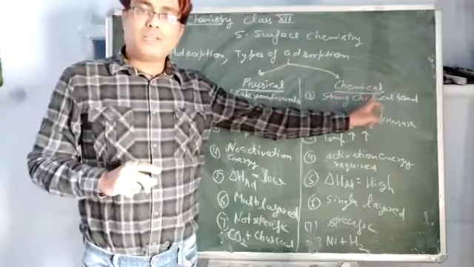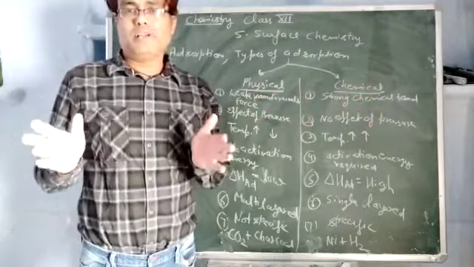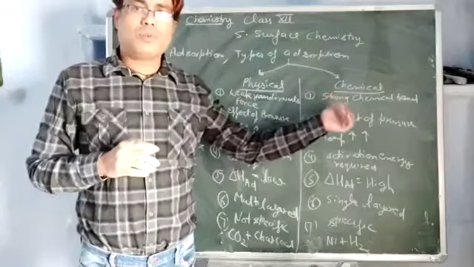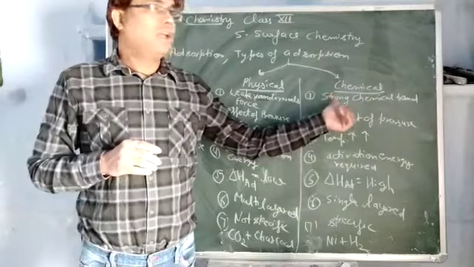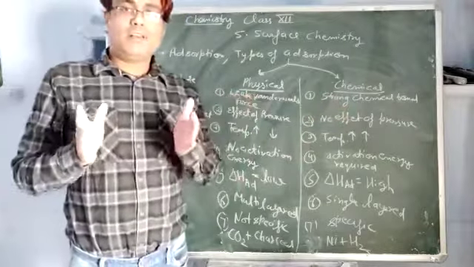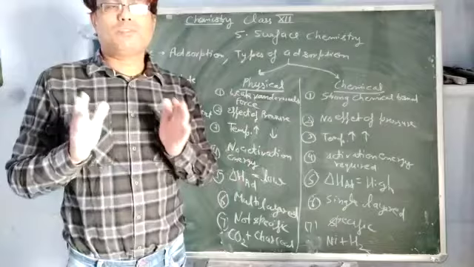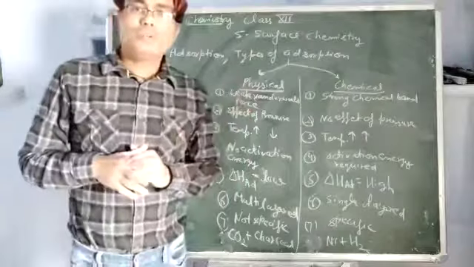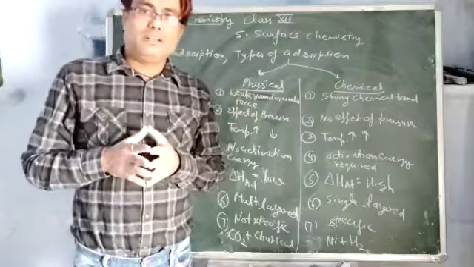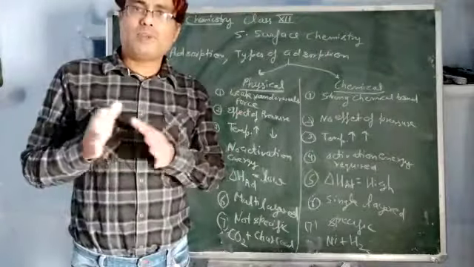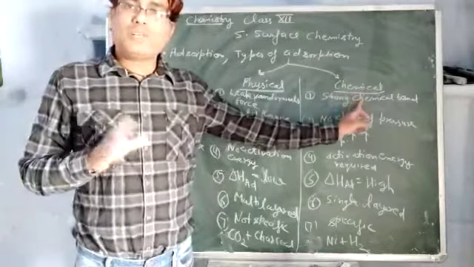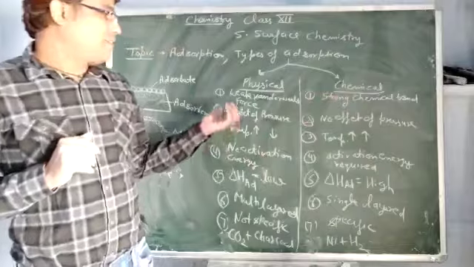But in chemical adsorption there is formation of a chemical bond between adsorbent and adsorbate. So there is a stronger force in chemical adsorption. Second point, as I told you, there are weak van der Waals forces of attraction between adsorbate and adsorbent in physical adsorption. So it is a reversible process. It means you can separate the adsorbate from the adsorbent easily. But chemical adsorption is irreversible.